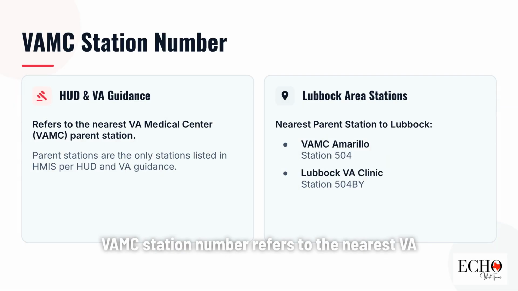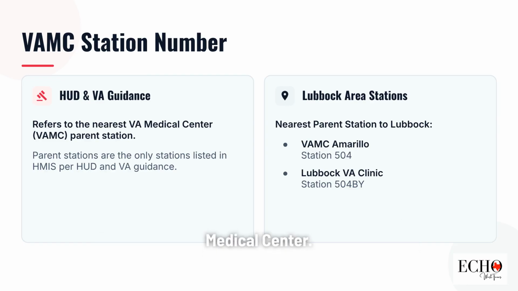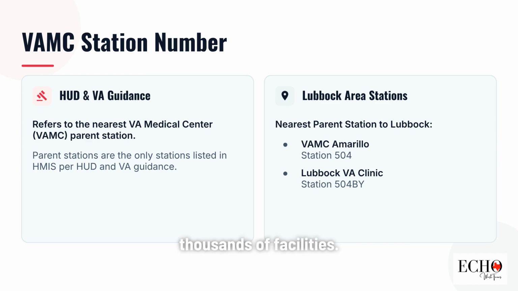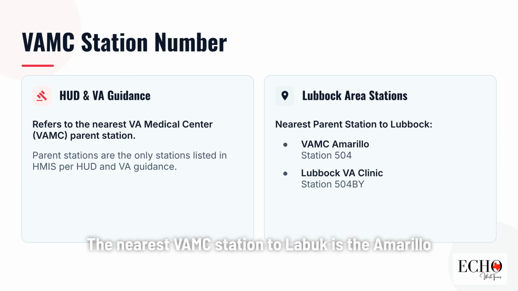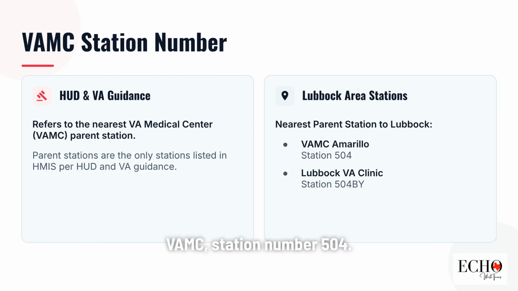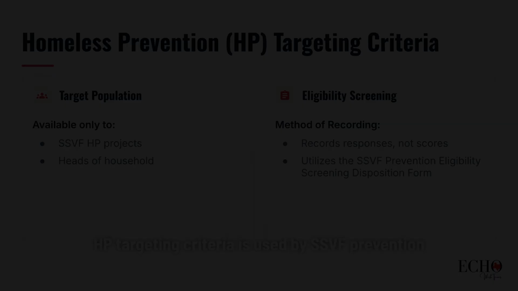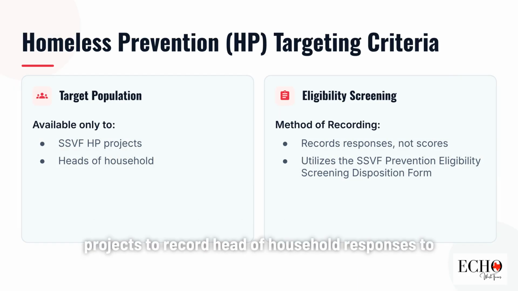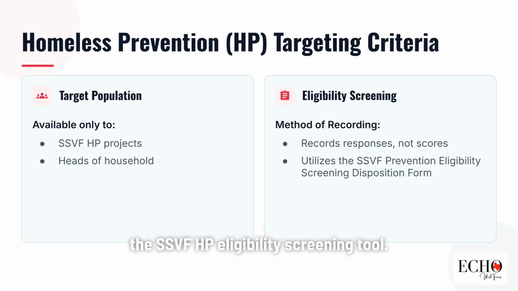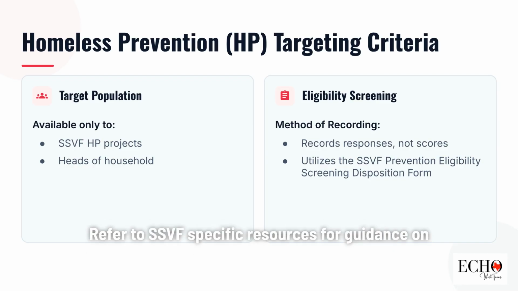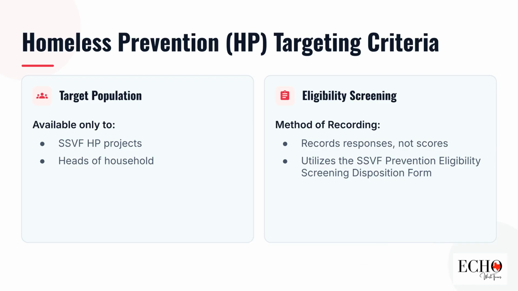VAMC station number refers to the nearest VA medical center. There are over 170 parent stations in the world with thousands of facilities. The nearest VAMC station to Lubbock is the Amarillo VAMC, station number 504. HP targeting criteria is used by SSVF prevention projects to record head-of-household responses to the SSVF HP eligibility screening tool. Refer to SSVF-specific resources for guidance on screening tool meaning and usage.